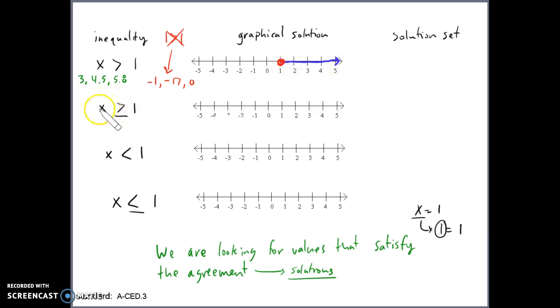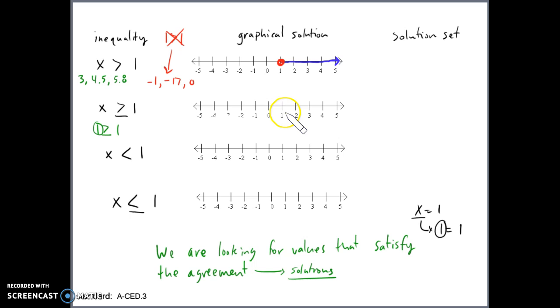Now let's consider the inequality x is greater than or equal to 1. Well, we have essentially the same inequality. The only difference here is 1 is in fact part of our solution. 1 is greater than or equal to 1. It's not greater than 1, but it's equal to 1, so 1 is included in the solution here.